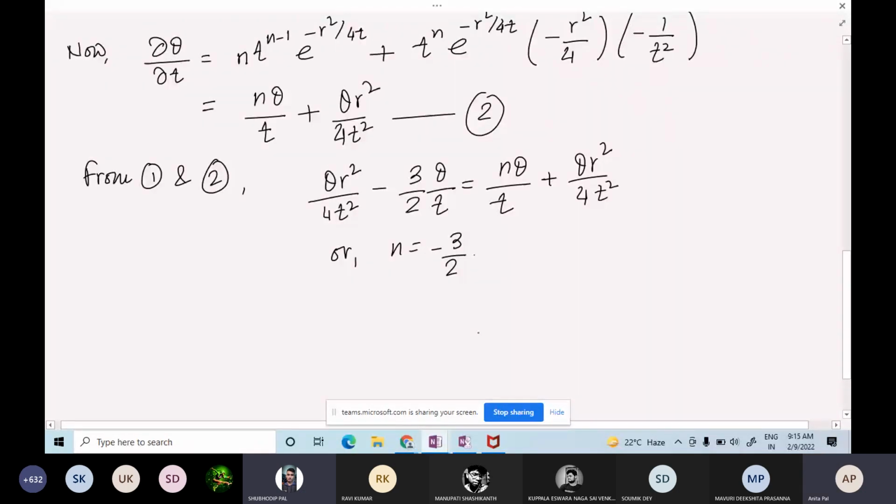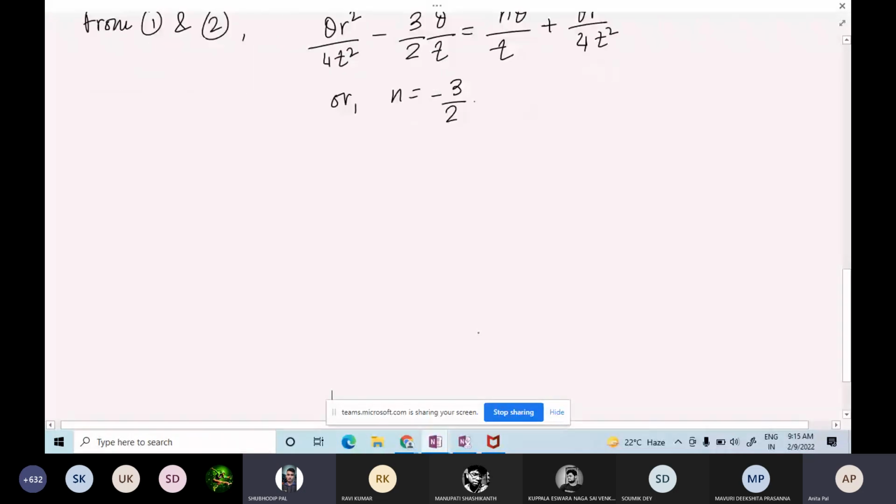So the question was to find the value of n for which the expression holds good. That is already done. Now let me come to homogeneous functions.